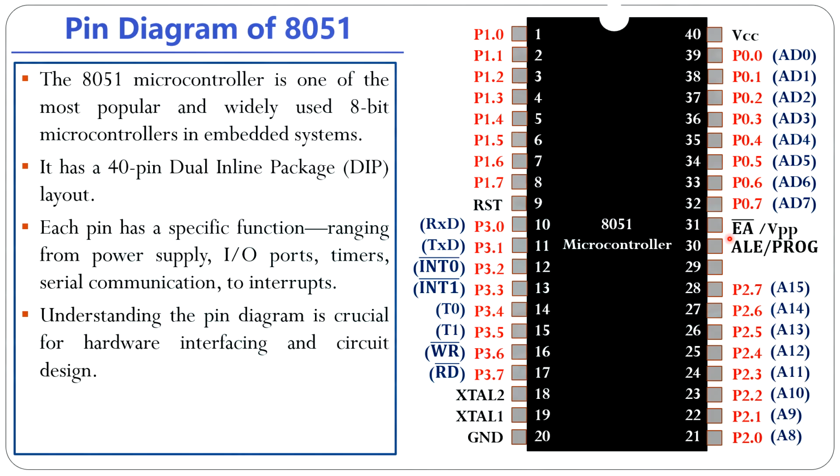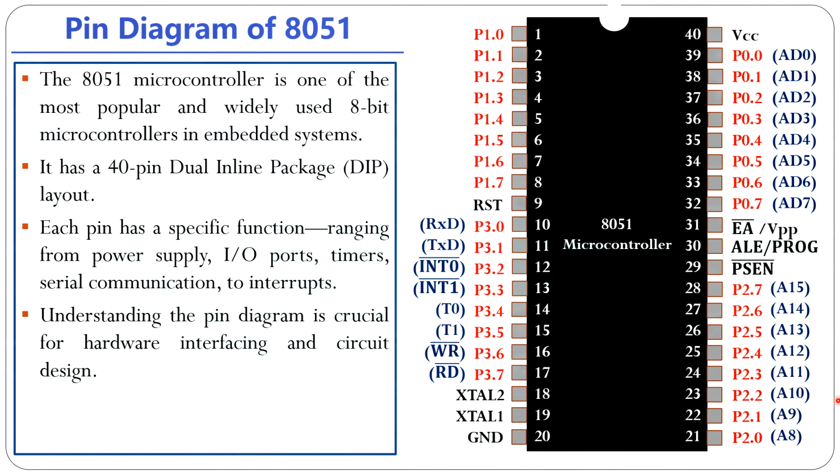You see here pin number 31 is connected with the EA. This is the external access, basically for the purpose of external connection. Pin number 30 is the ALE, address latch enable pin, also called the program. Next, the program store enable pin is pin 29.